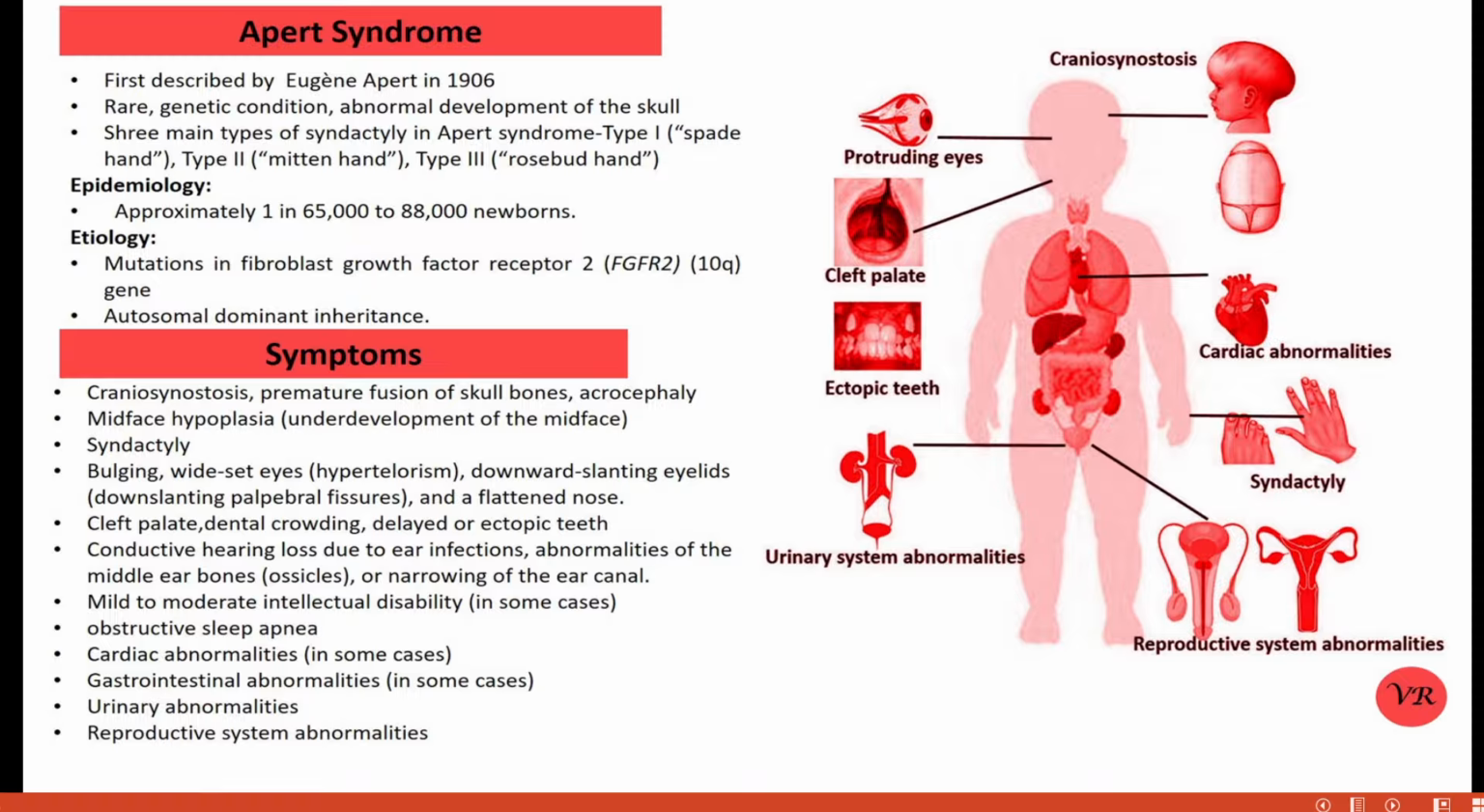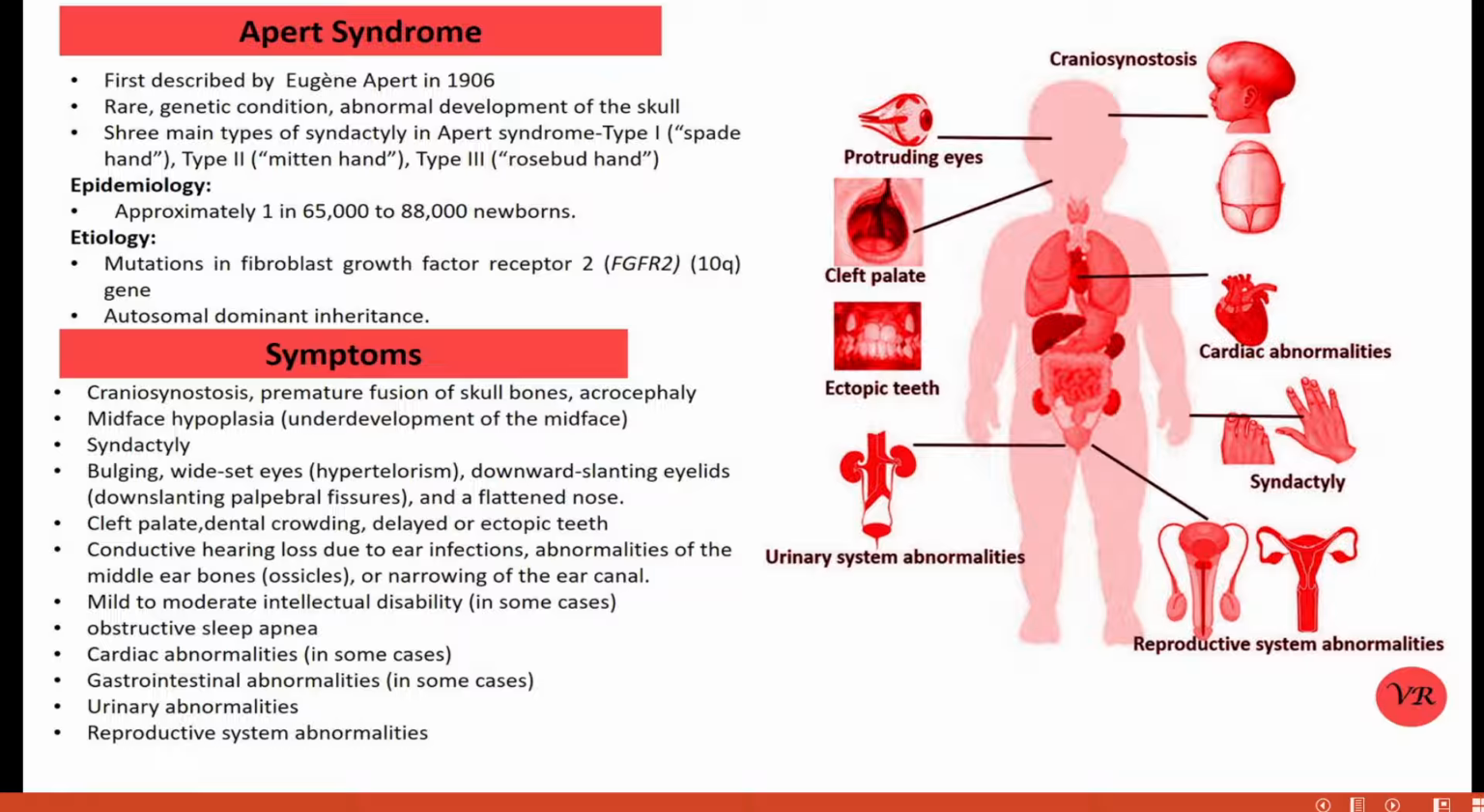In this video, I will discuss Apert Syndrome. Apert Syndrome was first reported by French physician Edouard Apert in 1906. Dr. Apert provided a detailed description of the syndrome, noting its key features such as craniosynostosis and syndactyly. His observation laid the groundwork for the recognition and understanding of this genetic disorder.